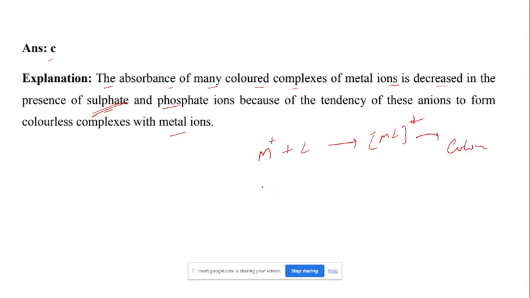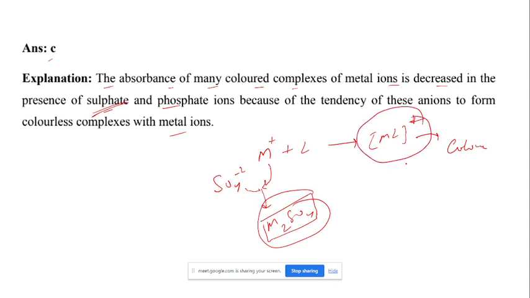Then what will happen if sulfate is present? Some amount of metal will react with sulfate and give metal sulfate, like M2SO4. If this type of salt is formed, then the quantity of the colored complex will decrease, so the intensity of color will finally decrease. So you will not get an accurate reading of the metal ion present in your solution. That's why it will create a problem.